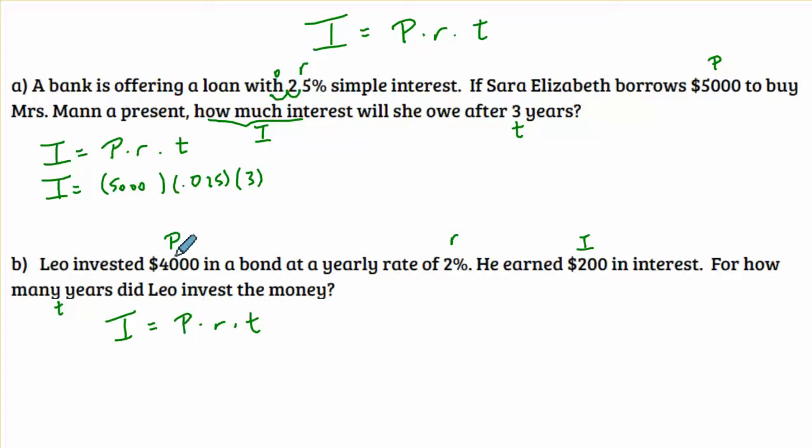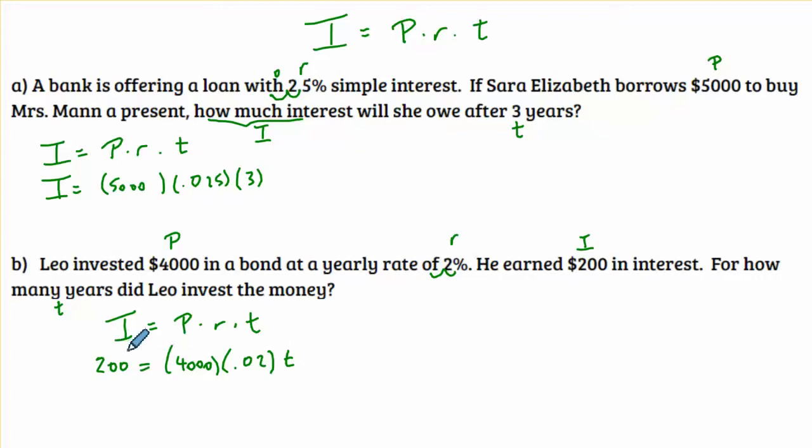So for principal, it's 4,000. The rate is 2%, which means we bump it back twice. So the rate would be 0.02. Let's see, the time is what we don't know. It says T. Oh, and I forgot. I kind of skipped right over here. $200 in interest. So 200 goes here.